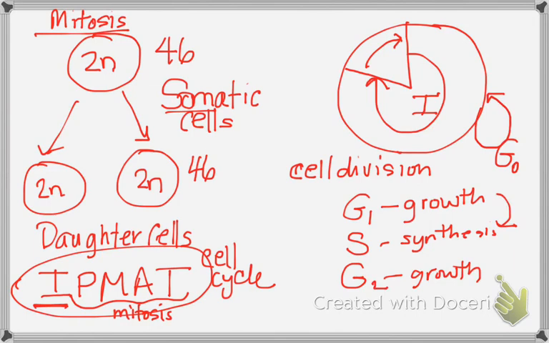So what would the result be of a cell that stays in G0? It doesn't ever divide. Examples of cells in the body that are stuck in G0? Nerve cells in the central nervous system in your brain, for example, and skeletal muscle cells are at G0.